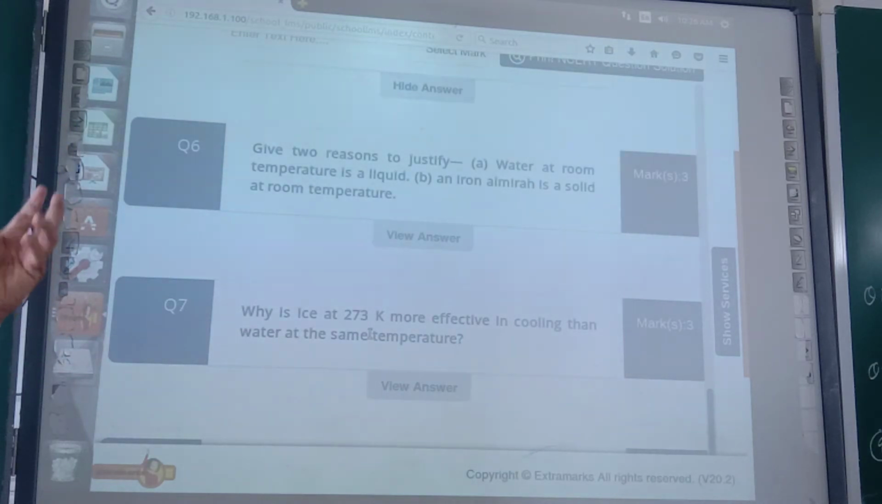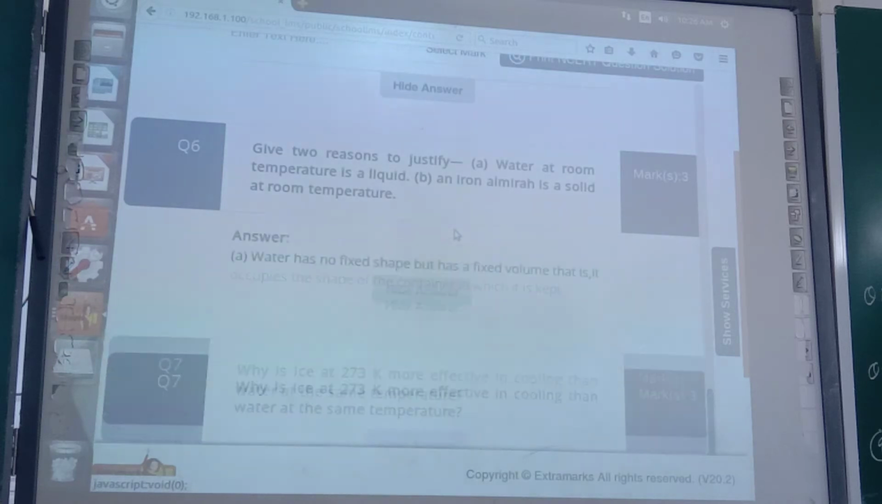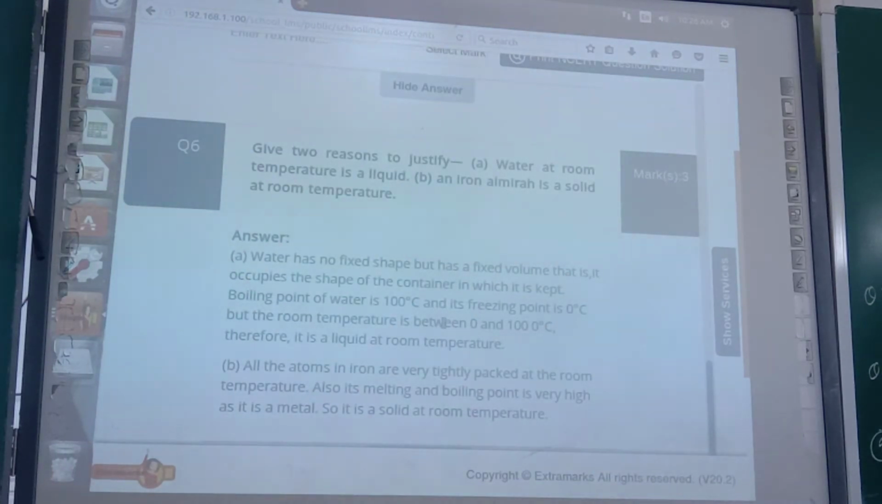In case of water, what you can write? It hasn't got the fixed shape but fixed volume it has got. Just 2-3 justifications you should write on the basis of characteristics of solid, liquid and gas. Okay, so just see, water has no fixed shape but has a fixed volume, that is, it occupies the shape of the container in which it is kept.